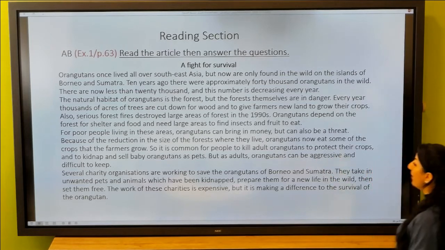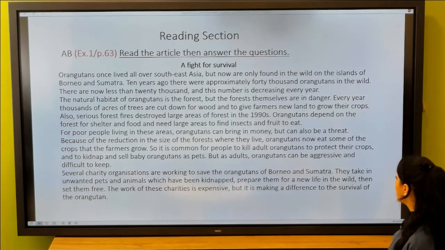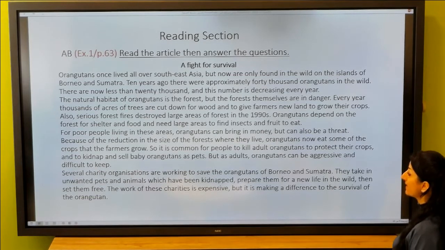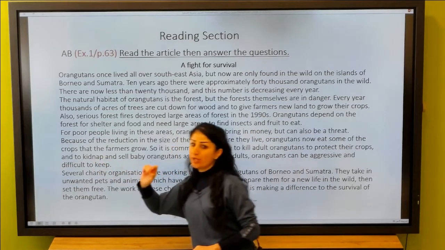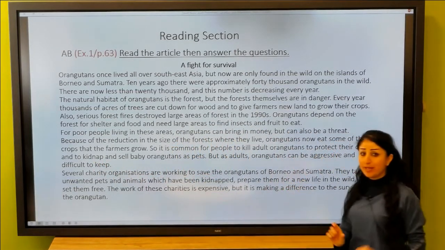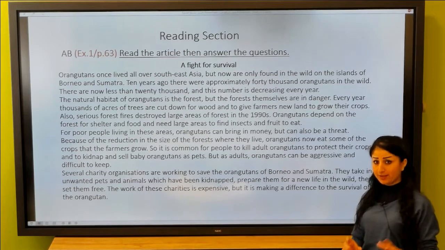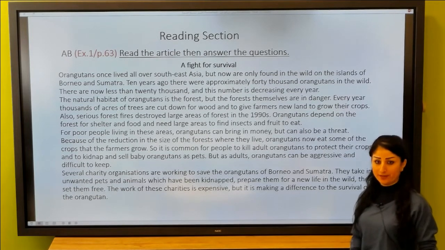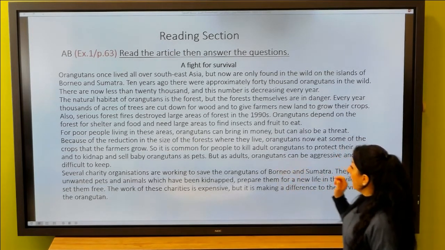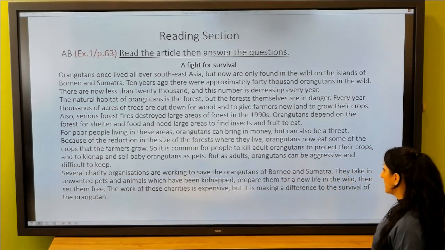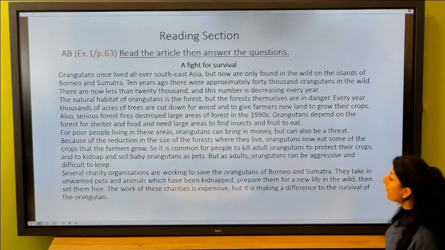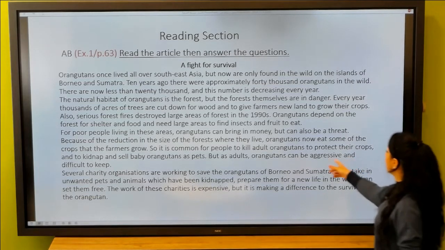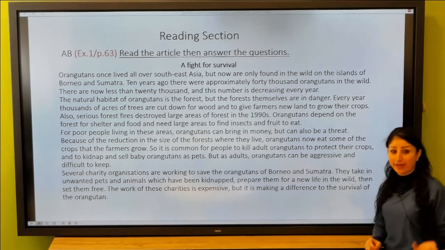So it's common for people to kill adult orangutans to protect their crops and to kidnap and sell baby orangutans as pets. Kidnap. What's the meaning of the verb kidnap? When you take something in an illegal way. But as adults, orangutans can be aggressive and difficult to keep. Aggressive means unkind or unfriendly, okay?